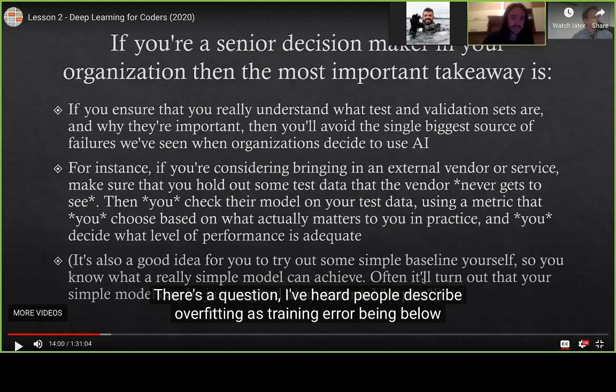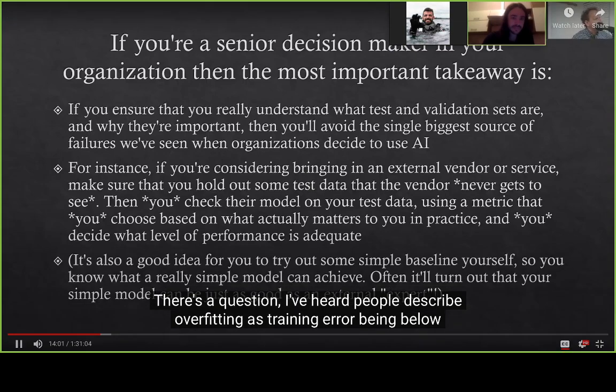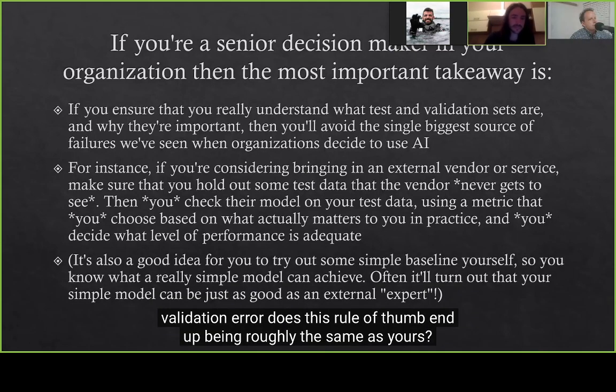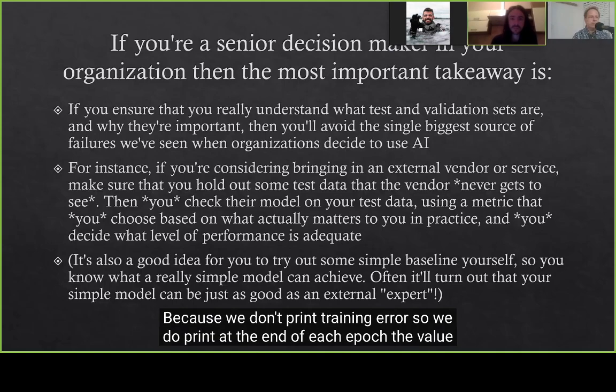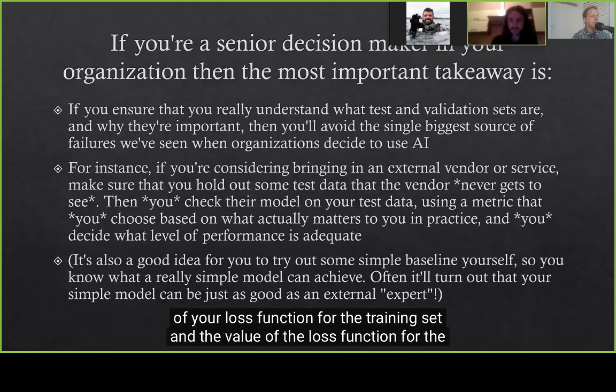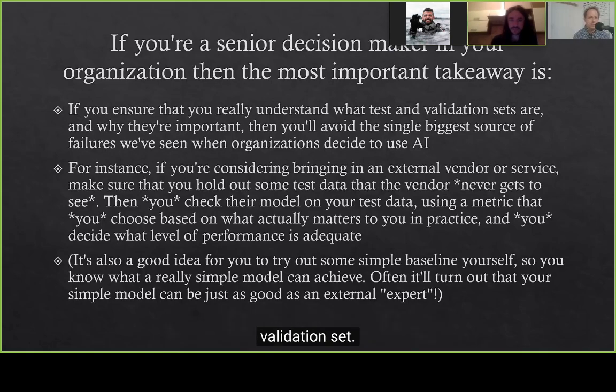Overfitting as training error being below validation error. Does this rule of thumb end up being roughly the same as yours? Okay, so that's a great question. I think what they mean there is training loss versus validation loss, because we don't print training error. So we do print at the end of each epoch the value of your loss function for the training set and the value of the loss function for the validation set.